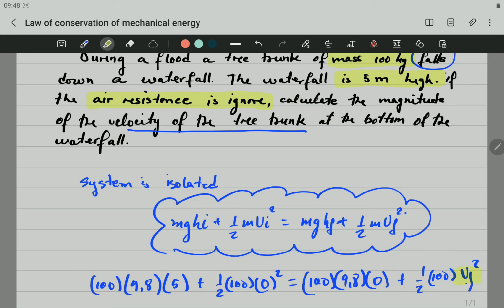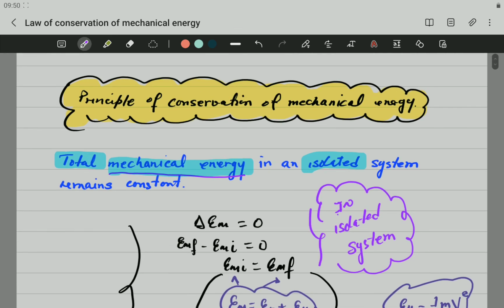So do the calculations, and the answer for this final speed, I'm going to write it here on the left. Final speed is equal to 9.899. Let's write 9.9, approximately 10 meters per second. Meters per second down, because they say calculate the velocity, and velocity has direction. I hope this is clear. It is not difficult, and it's going to be used many times in other questions. This is the principle of conservation of mechanical energy. It is important from grade 10 as well as for grade 12.